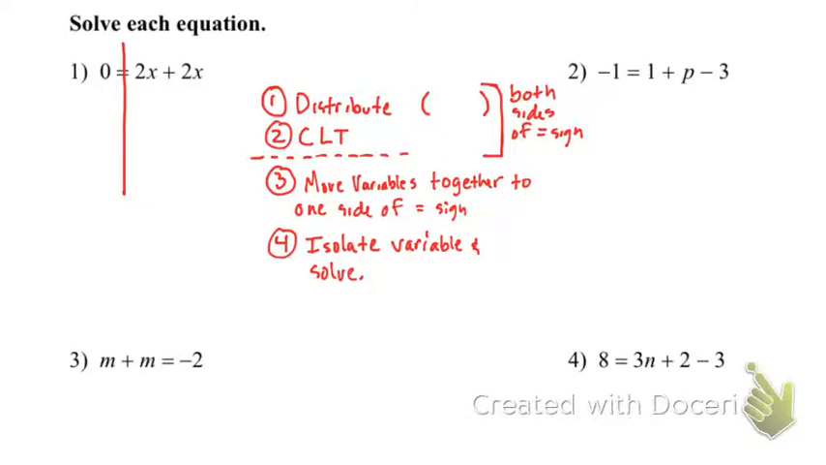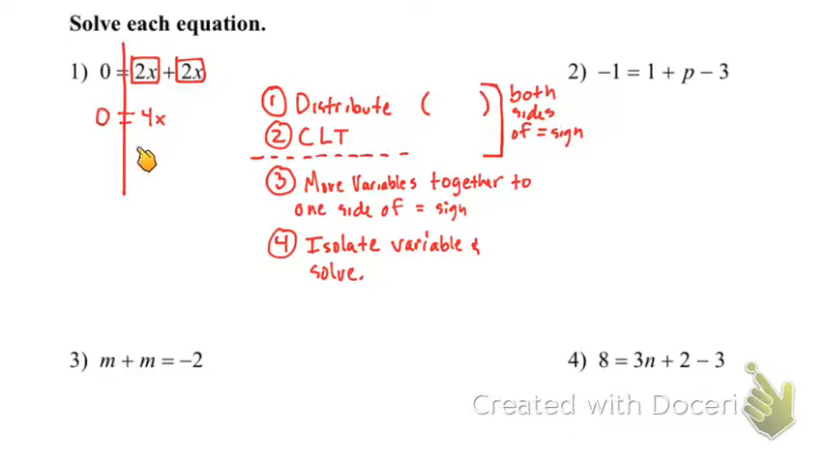So we're going to take positive 2x with positive 2x. Positive 2x and positive 2x gives me positive 4x. So if you look at the right side, we are done with steps 1 and 2. Now we want to look at the left side. I don't really have to do any of these on the left side. So we are done with distributing and combining like terms on the left side. So we just bring down the 0.